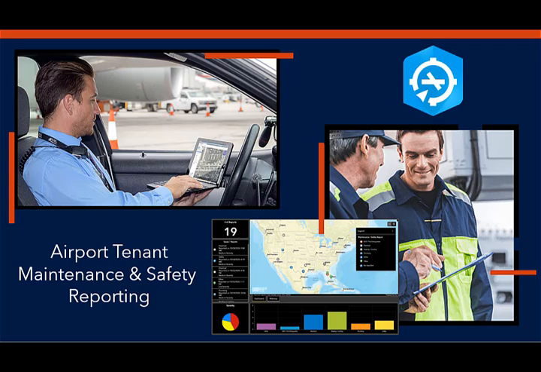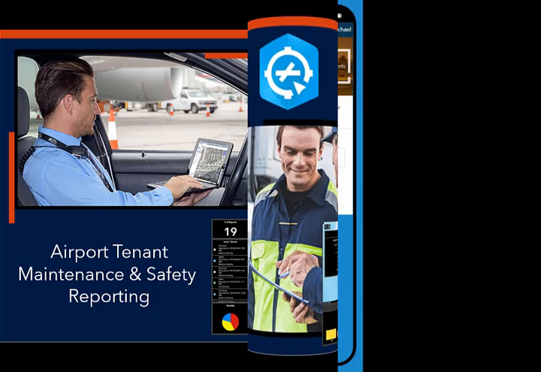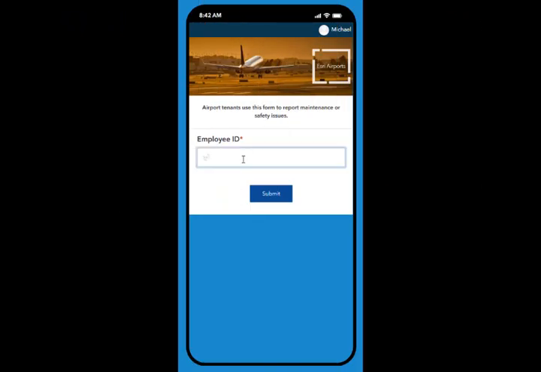Tenants at airports have historically had a challenge reporting maintenance or safety issues that they've discovered in the areas that they lease. Esri's developed a set of tools that allow tenants at airports to quickly report issues, whether they're maintenance or safety, on mobile devices. And this is that application.